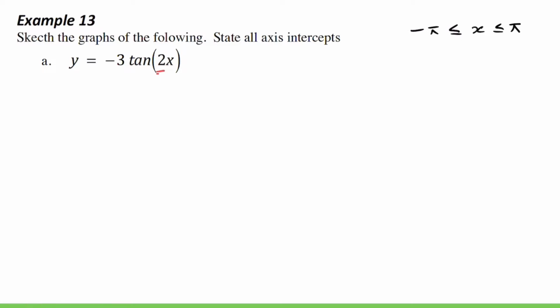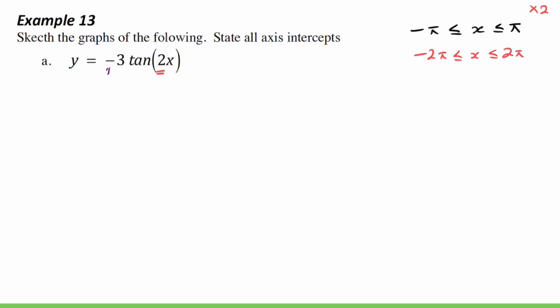Now, because of this 2, if you remember, that means I'm going to go for twice the number of cycles for every 2 pi that I have. Another easy way to think about where I should find the values is if you multiply the domain by 2, it'll tell you what initial values you need to find. And then I'm going to divide everything by 2 to get x by itself, and when I divide by 2, I get back to my original domain. So that's just a side note to help you out if you need.